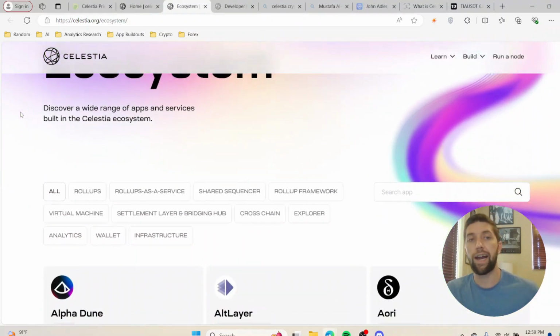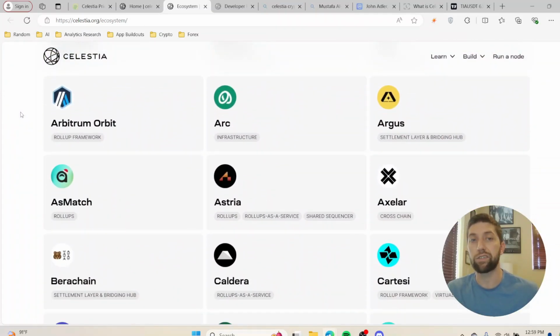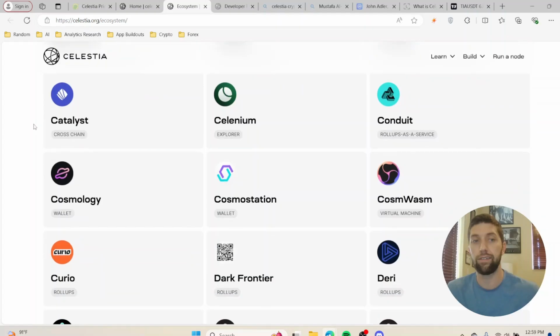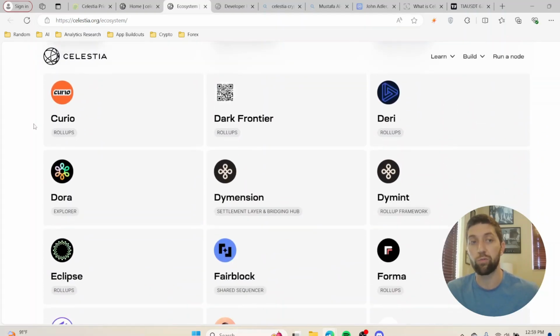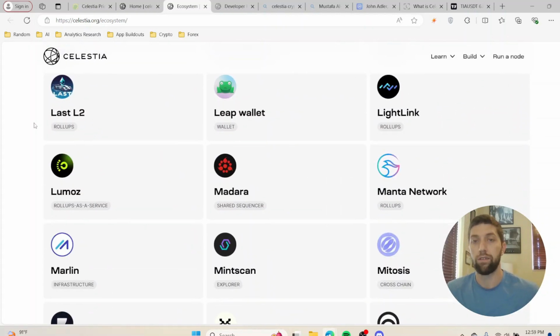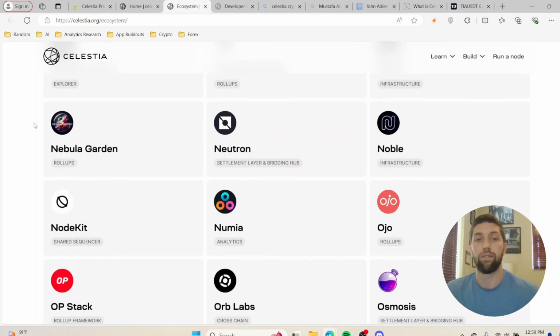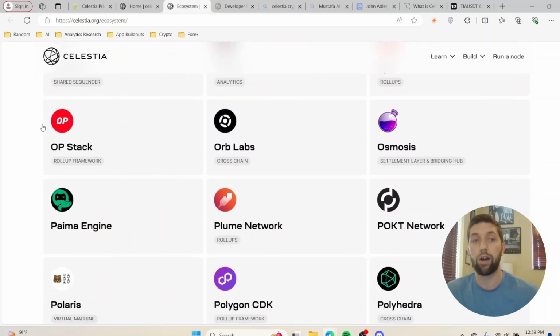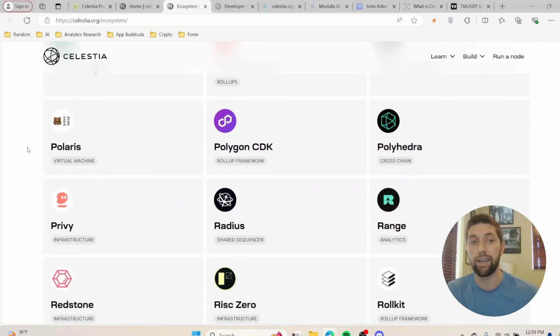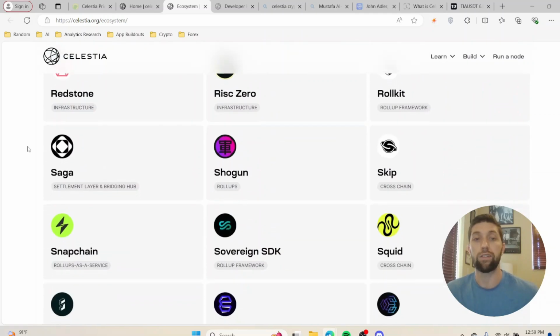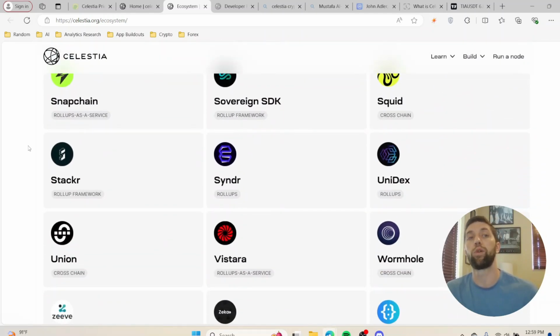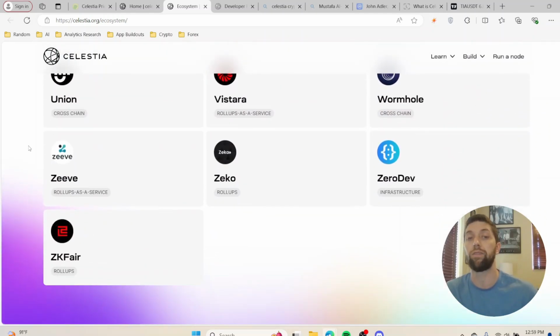Now, here's some of the apps that are currently built in the Celestia ecosystem. There are a lot of names on here that you've probably noticed, like Arbitrum, Cartesi, Cosmology, Cosmwasm, Gelato, Manta Network, Marlin. The list goes on and on. I can keep naming them off. OP Stack, Polygon, CDK, Radius. So you can see there's already a lot of ecosystems that are built within Celestia, and they also have a lot of institutional money, which is also a good thing to see.